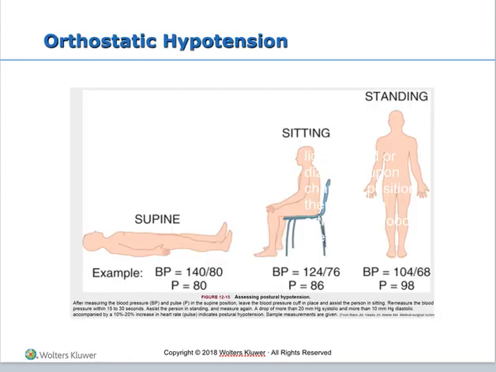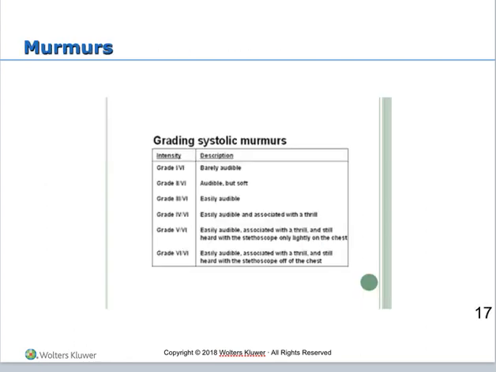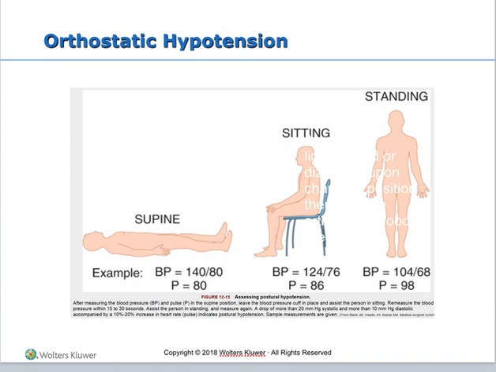I touched base on orthostatic hypotension. I just wanted to reiterate what that means to make sure you remember that. So we do a series of blood pressures and pulses. You assess it first laying flat, then you have them sit in a chair, then you have them stand. So if you have a 20-point drop in systolic blood pressure, or a 10-point drop in diastolic blood pressure, that is orthostatic hypotension. And as I've mentioned, if the blood pressure goes down, the pulse will go up.